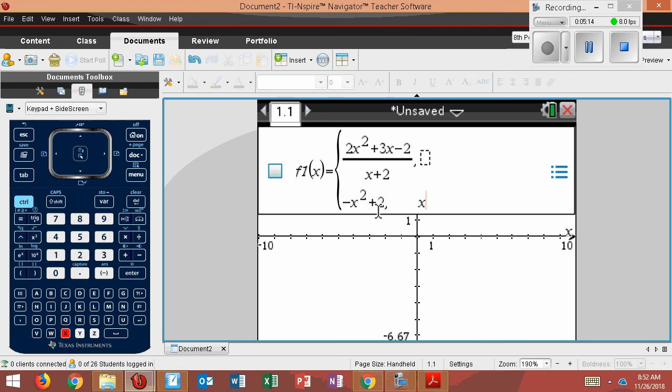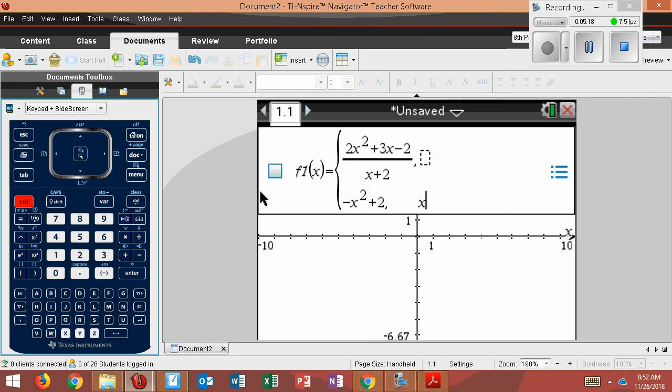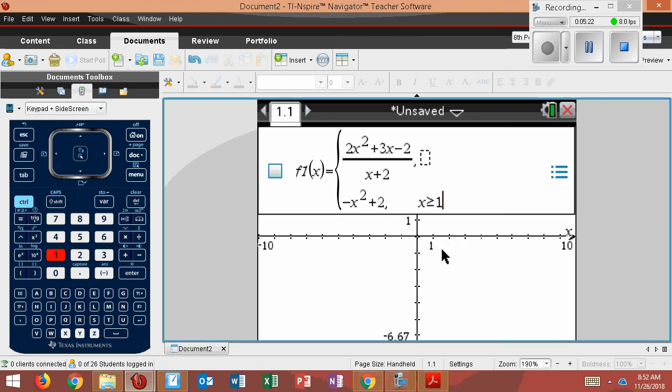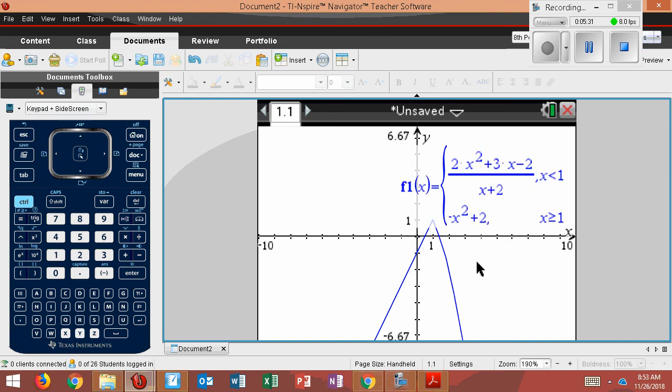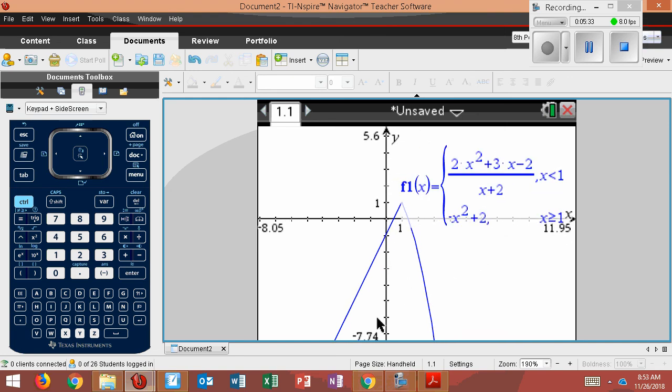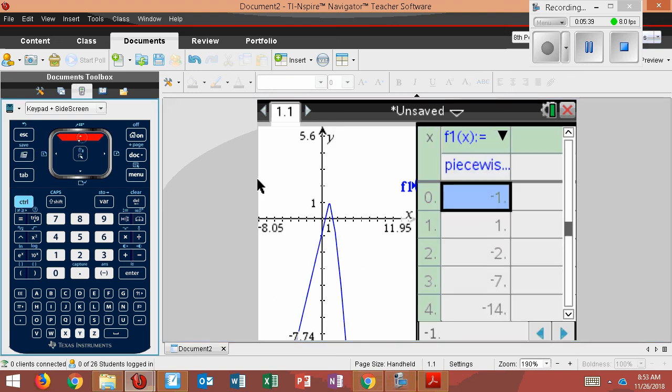This was when x was greater than or equal to 1. And this is when x was less than 1. And when I see the graph, you can notice that there's not a jump there at 1. They do meet perfectly. But as I search the graph, I don't see any breaks. But if I hit Control T, I'll see that at negative 2, there is a break. And so this is undefined, just like we said.